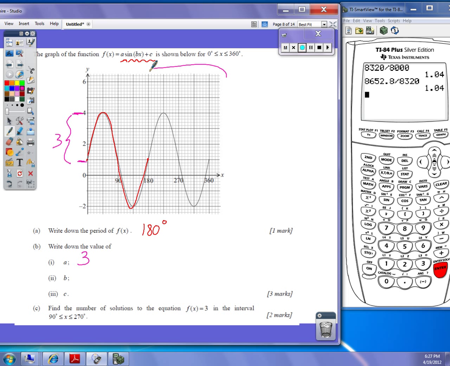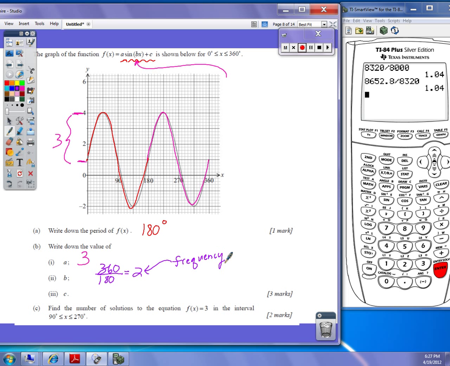The B value is the frequency. How many cycles of the graph do I see over a period of 360 degrees? So I see that there are 2, but you can actually calculate the frequency, or that B value, by always calculating 360 divided by the period, which is equal to 2. That gives me the frequency, and that's the value that's in the actual equation.